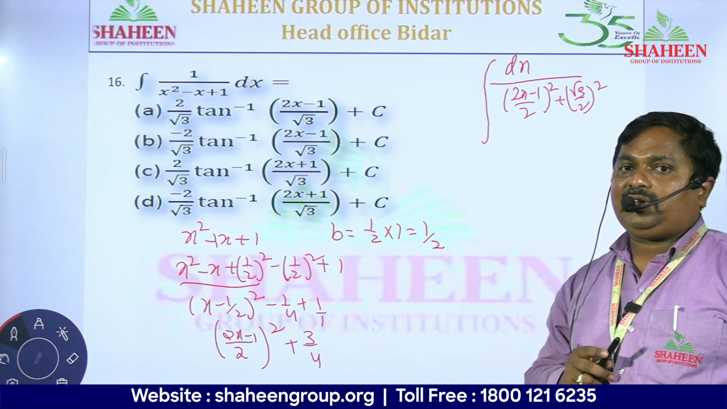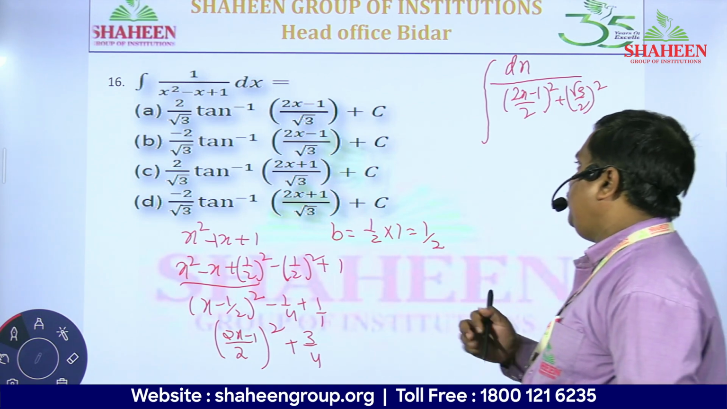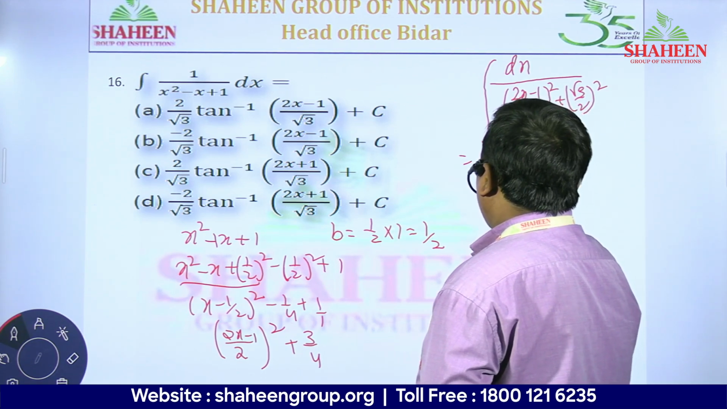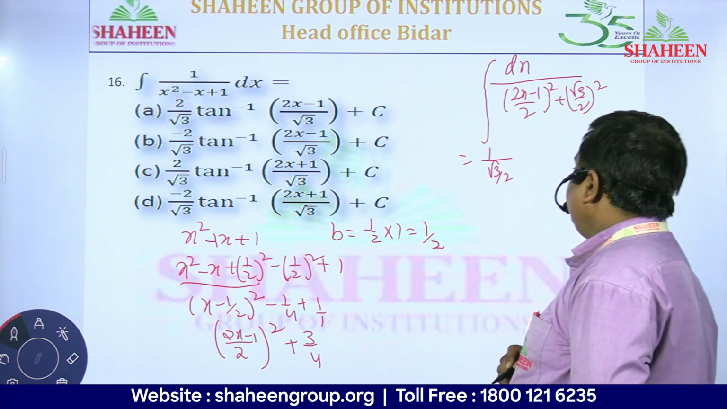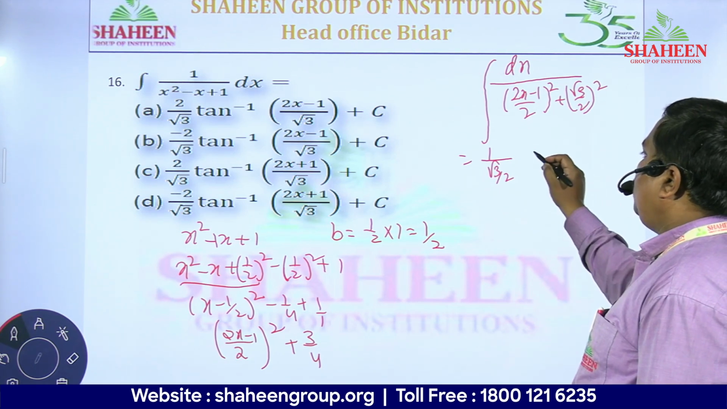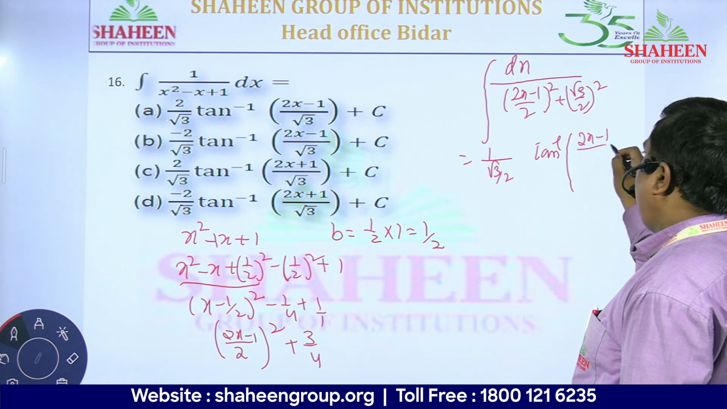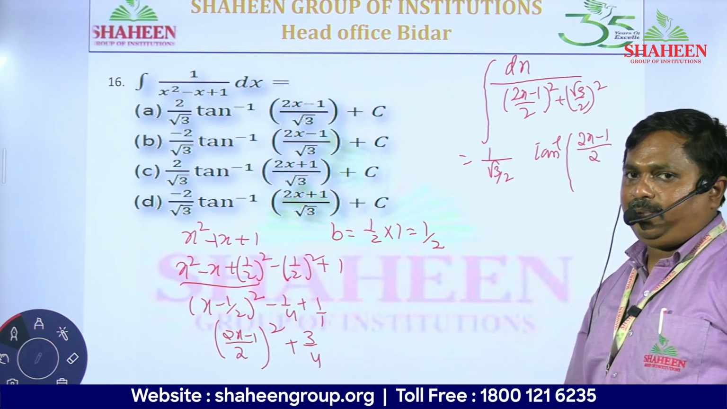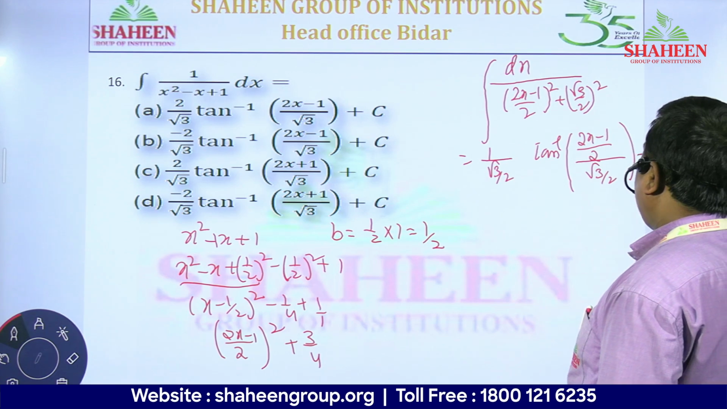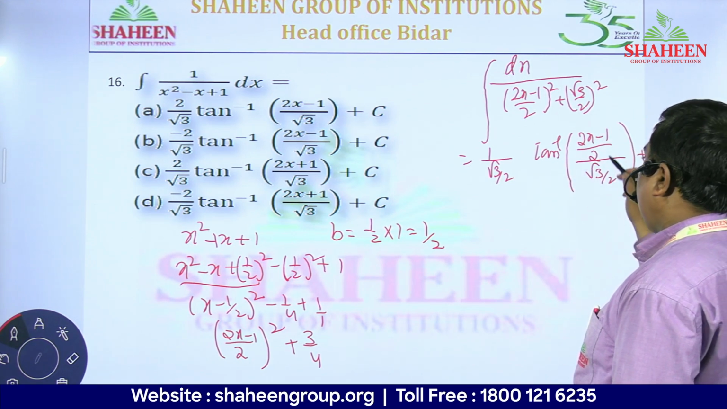We know that integration of 1 divided by x square plus a square is 1 by a tan inverse x by a plus c. What is a value? Root 3 by 2. 1 divided by a is 1 divided by root 3 by 2. That is 1 divided by root 3 by 2 into tan inverse of (2x minus 1) divided by 2, and divided by a, which is root 3 by 2, plus c.